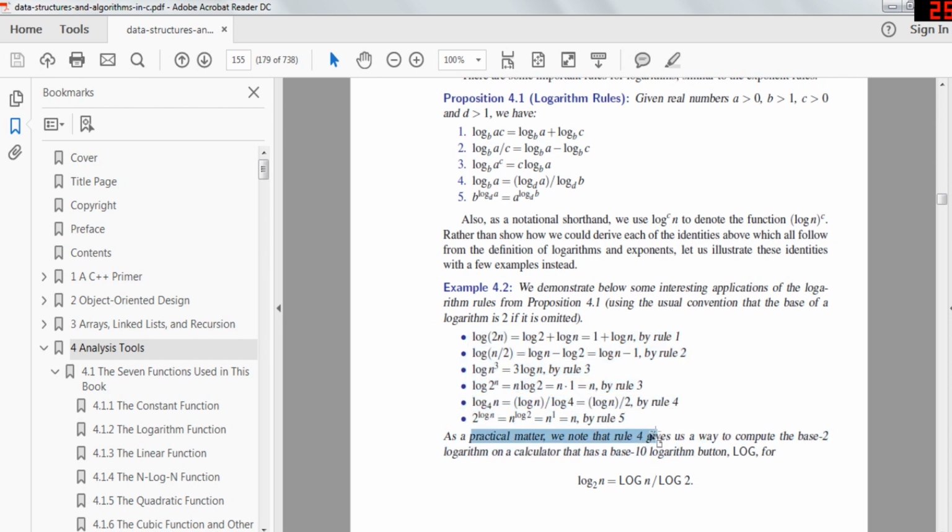As a practical matter, this rule gives us a way to compute base 2 logarithms on a calculator, which has a base 10 logarithm button.